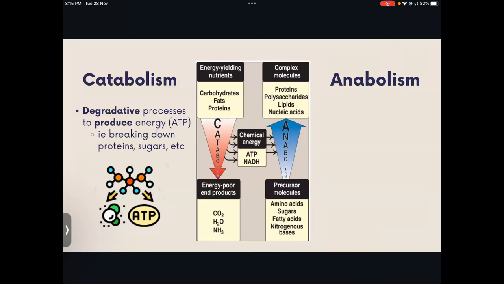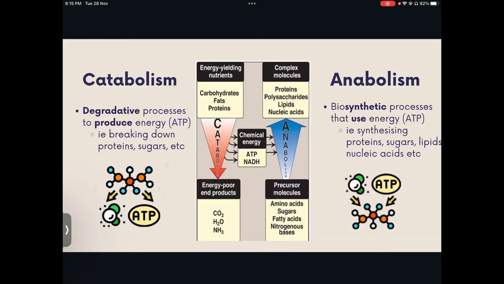Now, anabolism is opposite. If catabolism was producing energy, anabolism is going to be consuming that energy. The kind of reactions which consume energy are biosynthetic processes. Synthetic meaning you're synthesizing something, you're creating a molecule. So it's the opposite of catabolism, where you're taking simpler molecules like amino acids, glucose, and fatty acids, and building them up or synthesizing the macromolecules or complex molecules like proteins, polysaccharides, and lipids. So these two processes are opposites of each other.